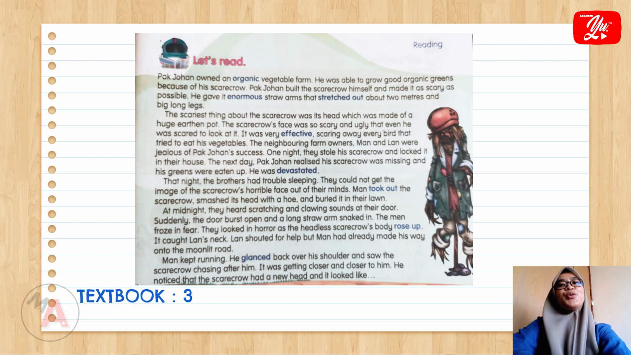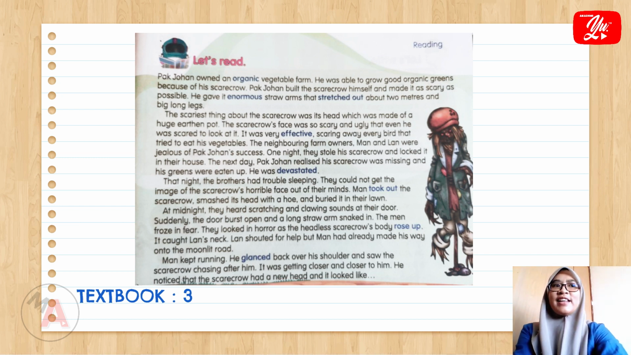So cerita dia macam tu. So apa yang berlaku? They stole his scarecrow, okay, and lock it inside their house. Ambil scarecrow tu dan simpan dalam rumah mereka. But what happened is they couldn't sleep at night. Susah nak tidur sebab because of the image of the scarecrow scares them, menakutkan mereka. So mereka tak boleh tidur. Okay. And then at the end of the story, it was hanged like that. Dia macam tak habis cerita dia. Because you are going to tell me what happens next.